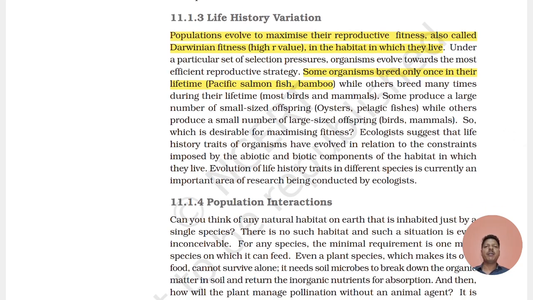Here, populations evolved to maximize their reproductive fitness, also called Darwinian fitness, which is a high r value in the habitat in which they live. Some organisms breed only once in their lifetime, like Pacific salmon fish and bamboo, but some breed many times during their lifetime, mostly birds and mammals. Some produce a large number of small-sized offspring, like oysters and pelagic fishes, while others produce a small number of large-sized offspring, like birds and mammals. So, which is desirable for maximizing fitness? Ecologists suggest that the life history traits of organisms have evolved in relation to the constraints imposed by the abiotic and biotic components of the habitat in which they live.